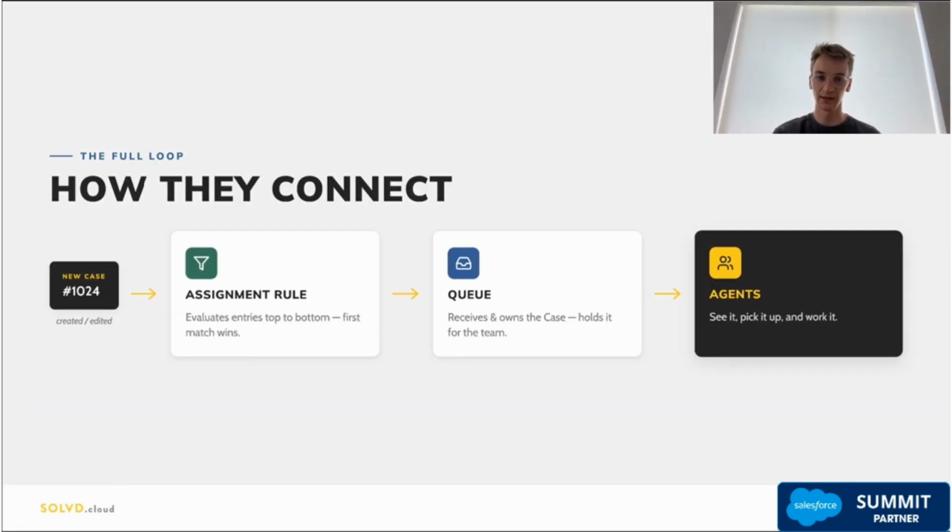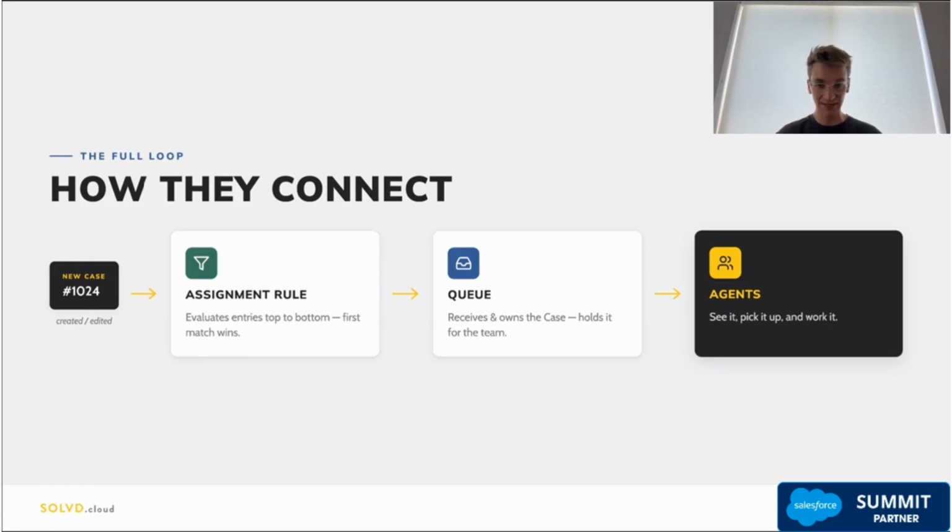Now, once again, here's the mental model that might help to make it stick. The assignment rule is the decision maker in this process. It looks at every incoming case, evaluates your conditions, and then makes a call. The queue is the destination. It doesn't think, it just holds. One has logic, the other has members. You need both in this case.